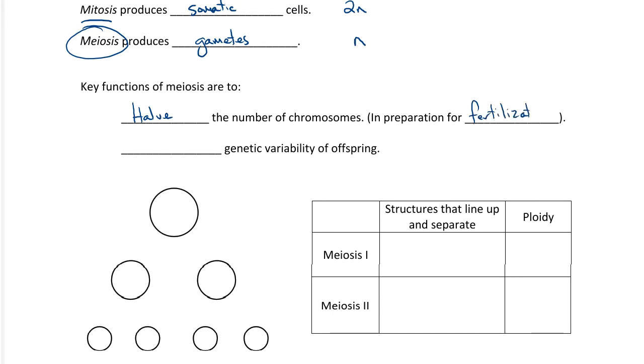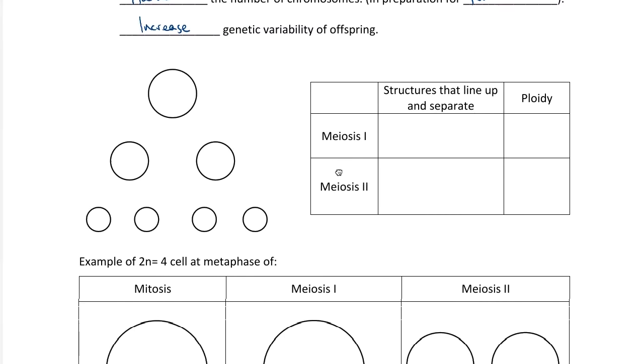Another function is to increase the genetic variability of offspring. Whereas mitosis produces two genetically identical daughter cells, meiosis produces 4 genetically distinct, or different, daughter cells. And that, in conjunction with fertilization, is going to increase the genetic variability of the offspring.